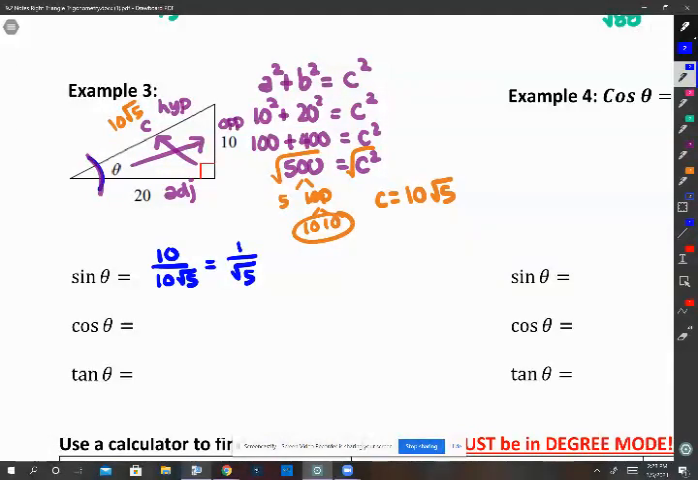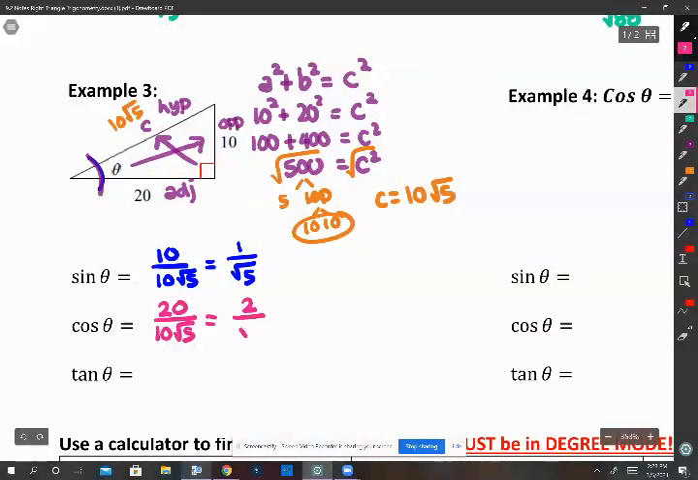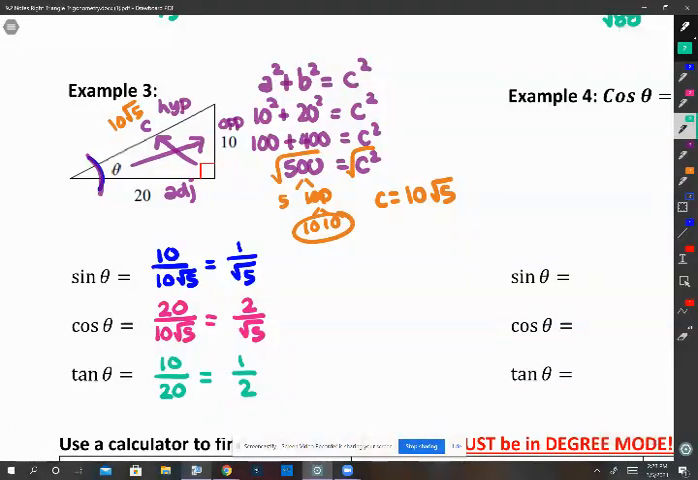And then cosine is going to be adjacent over hypotenuse. And again, 10 goes into both of them, so I get 2 over root 5. And then our last one is going to be tangent, which is opposite, which is 10, over adjacent, which is 20, which reduces down to be 1/2. And we just want to make sure that we always reduce. I don't necessarily have to do anything with the radical, but you always want to simplify as much as you can.